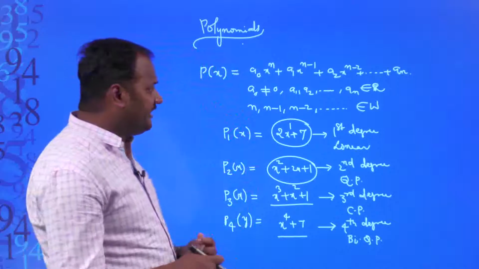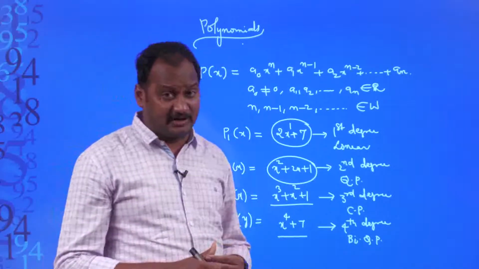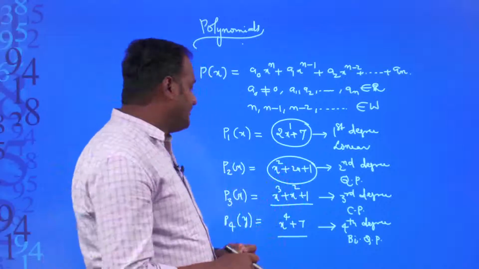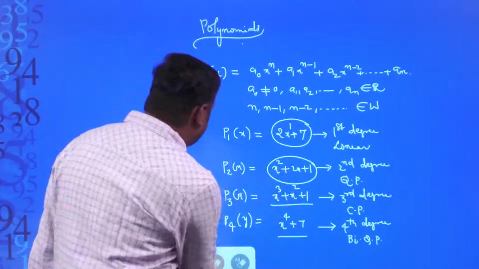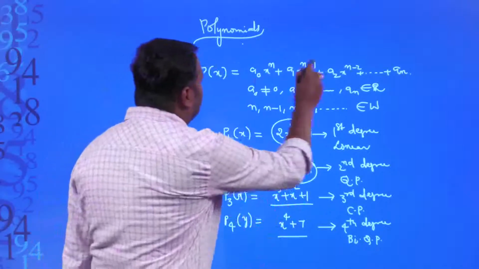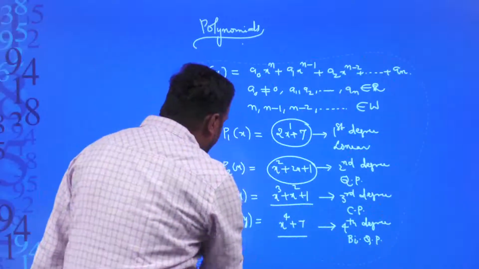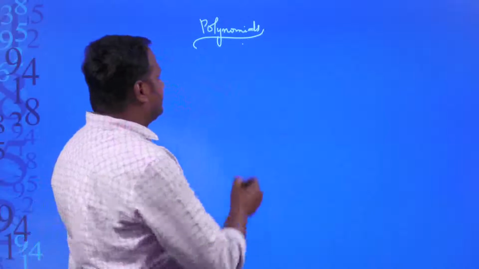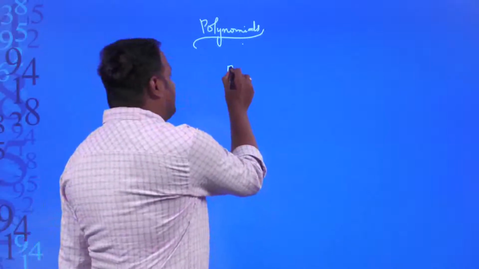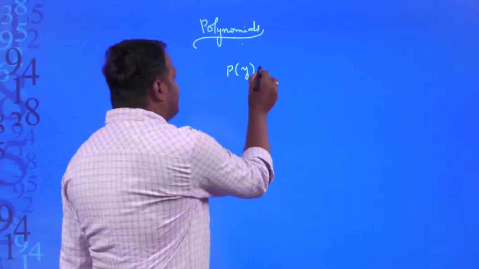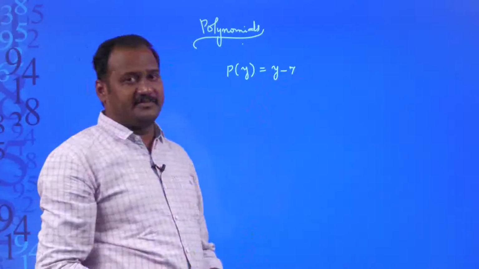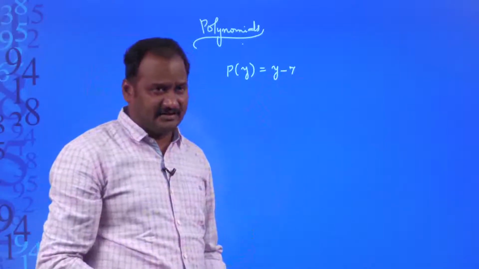Now, we need to discuss a second degree polynomial, okay, meaning a quadratic polynomial. Before that, we need to discuss what is the value of x in the polynomial, or what is the value of the variable in the polynomial. For example, there is a polynomial p of y which is equal to y minus 7. y minus 7 is a polynomial, right?